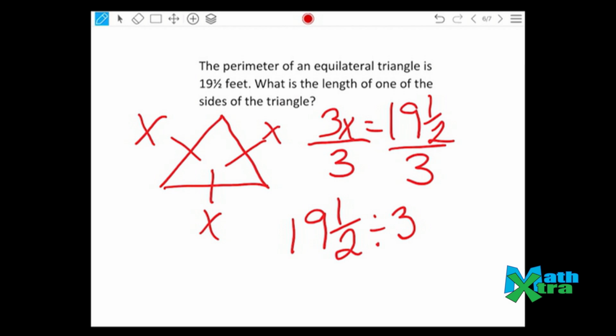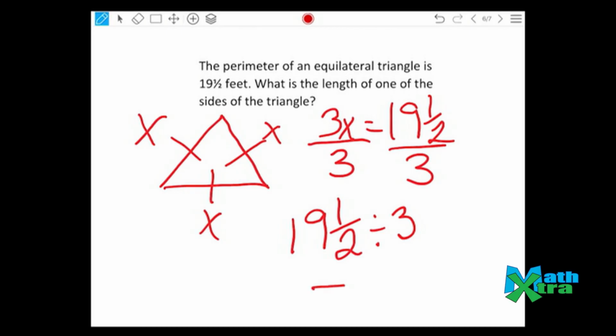Remember what we said about mixed numbers, we need to turn them into improper fractions before we do anything. We're going to keep our denominator, which is 2. 19 times 2 is 38, and 38 plus 1 is 39. And then we're going to divide that by 3 over 1. Next, we're going to multiply by the reciprocal. We have 39 divided by 2 times 1 over 3.